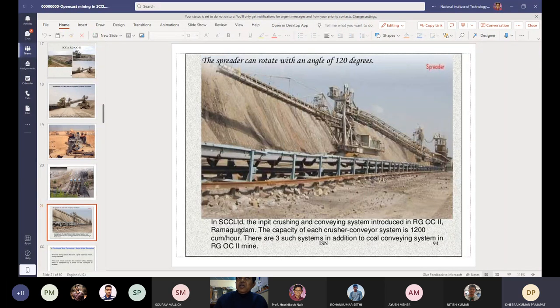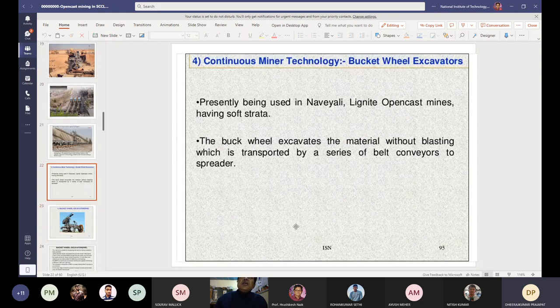In Singareni Collieries Company Limited, the in-pit crushing and conveying system was introduced in the Ramagundam Open Cast 2 project. The capacity of each crushing and conveying system is 1200 cubic meters per hour. There are three such belt conveyor systems in addition to the coal conveyor in the project. So this is the salient feature of the in-pit crushing and conveying technology.